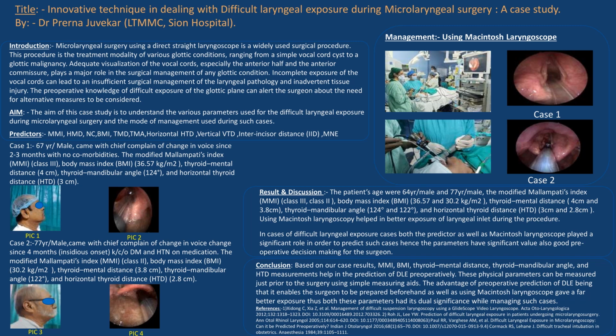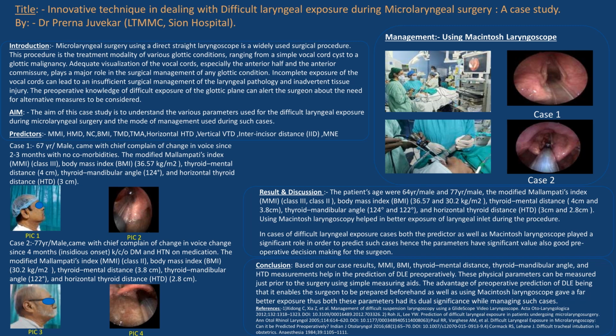In case 1, we can see a 67-year-old male who came with chief complaint of change in voice since 3 to 4 months. His modified Mallampati score was class 3, body mass index was 36.57 kg per meter square, thyroid mental distance was 4 centimeters, thyroid mandibular angle was 124 degrees, and horizontal thyroid distance was 3 centimeters, all of which were an indicator of difficult laryngeal exposure, as we can see in picture 1 and picture 2.